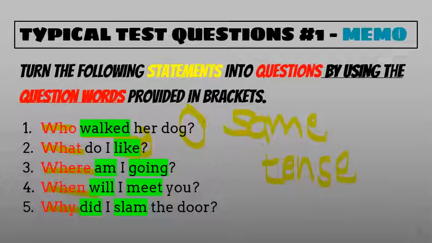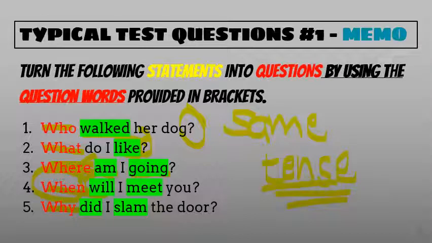I used my question mark. Number 3, the statement was I am going to the shop. And I asked you to start with where. Where am I going? You see, I was in my simple continuous tense and I stayed in there. Number 4, I'll meet you at 3 o'clock. This time I wanted you to start with when. When will I meet you? There you will see I did not change the tense of my verb.